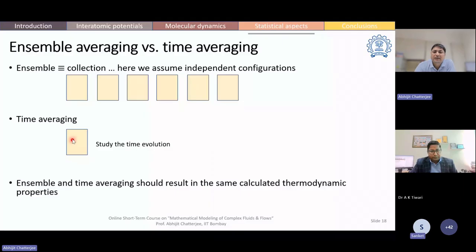Alternatively, we can do something called time averaging, where we perform a very, very long MD simulation, and we sample very rarely, intermittently. This way, from one sample to another, a lot of changes have happened in terms of the evolution. The system has completely changed and it no longer appears the same as before. And so we can collect data at different time points and compute a time average as well. Both ensemble and time averages should result in the same thermodynamic properties as well as transport properties. Okay.